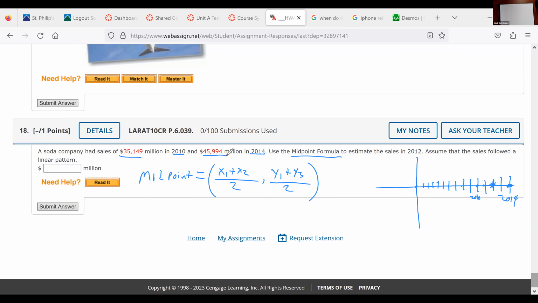So I only need this part if all they care about is the money. So it would be 35,149 plus 45,994 divided by 2. Whatever that is. That'd be in millions, so that'll go here.